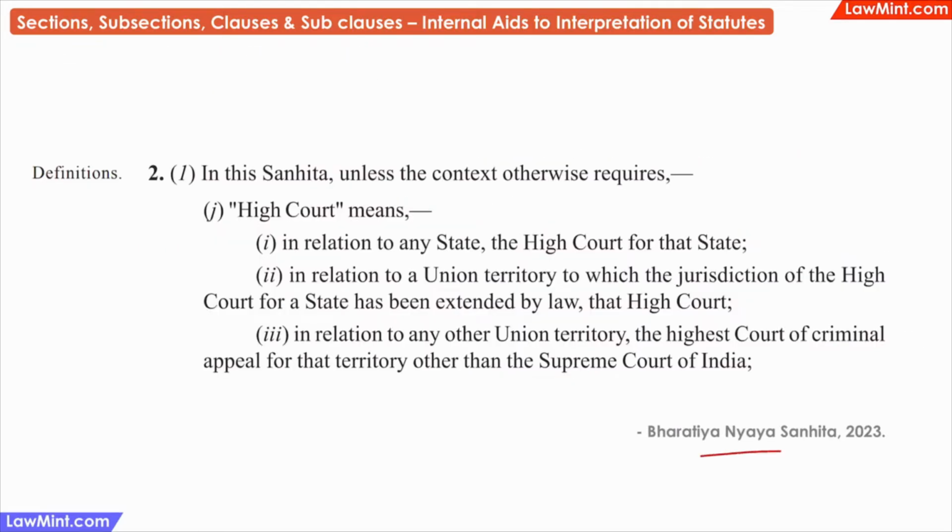This is an example from the Bharatiya Nyaya Sanhita. There is a section 2 that deals with definitions, and there is a subsection J which defines High Court. The clauses 1, 2 and 3 specify what all can be considered to be a High Court. If they wanted to make it more specific, they could have used some subclauses also.